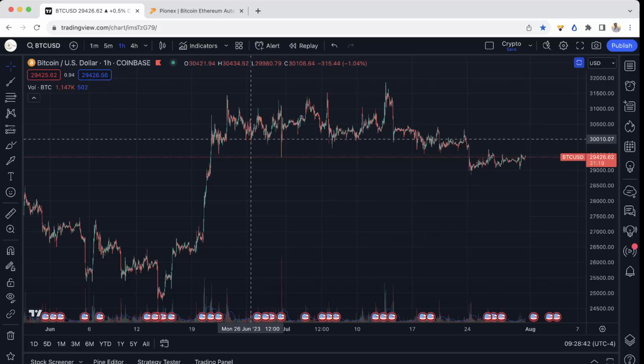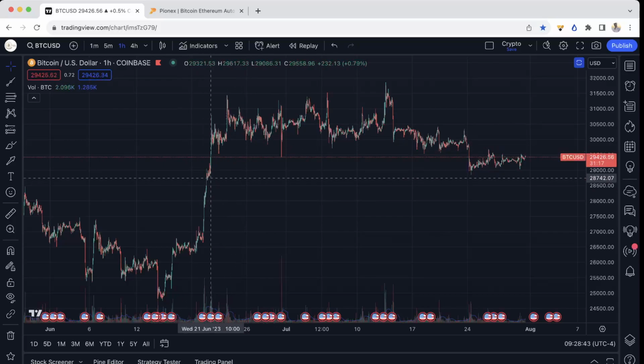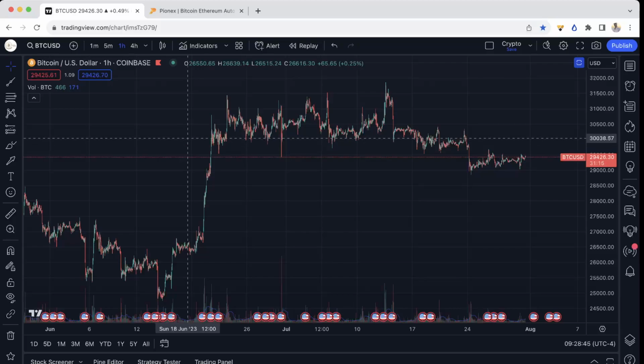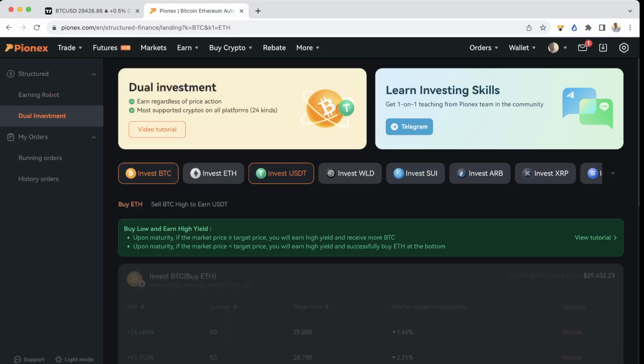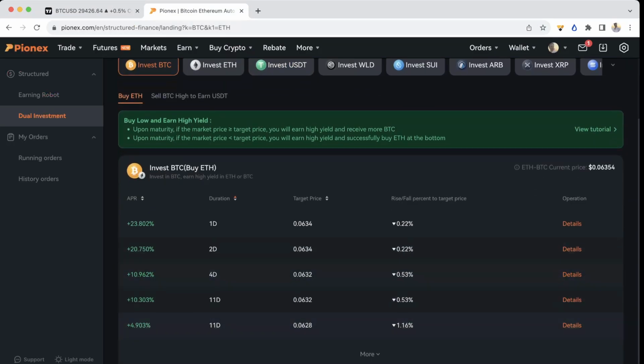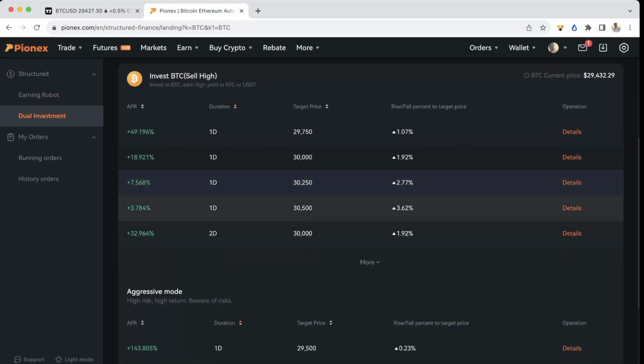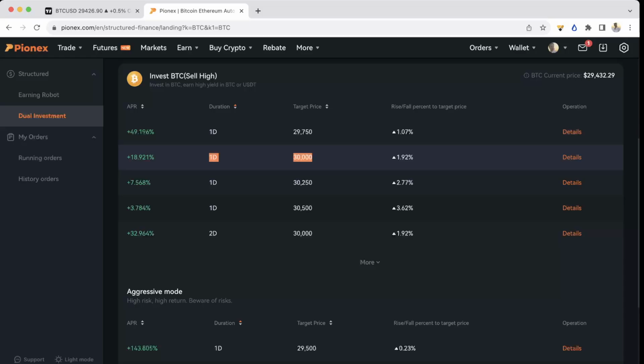Now, what I mean by that is, let's say we had one Bitcoin. We invested one Bitcoin to be a dual investment sell at 30,000, which is allowed right here. So if we do that, you can see it's right here, 30,000. We would earn an APR.